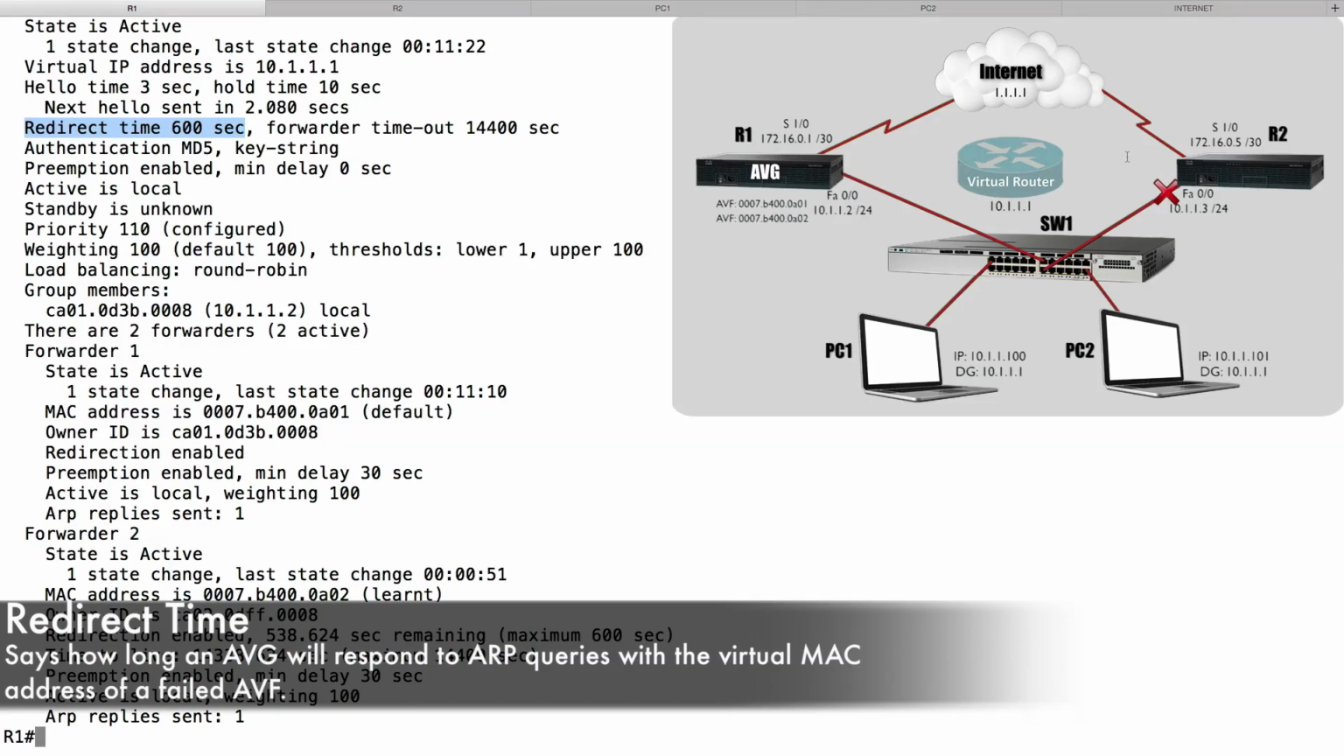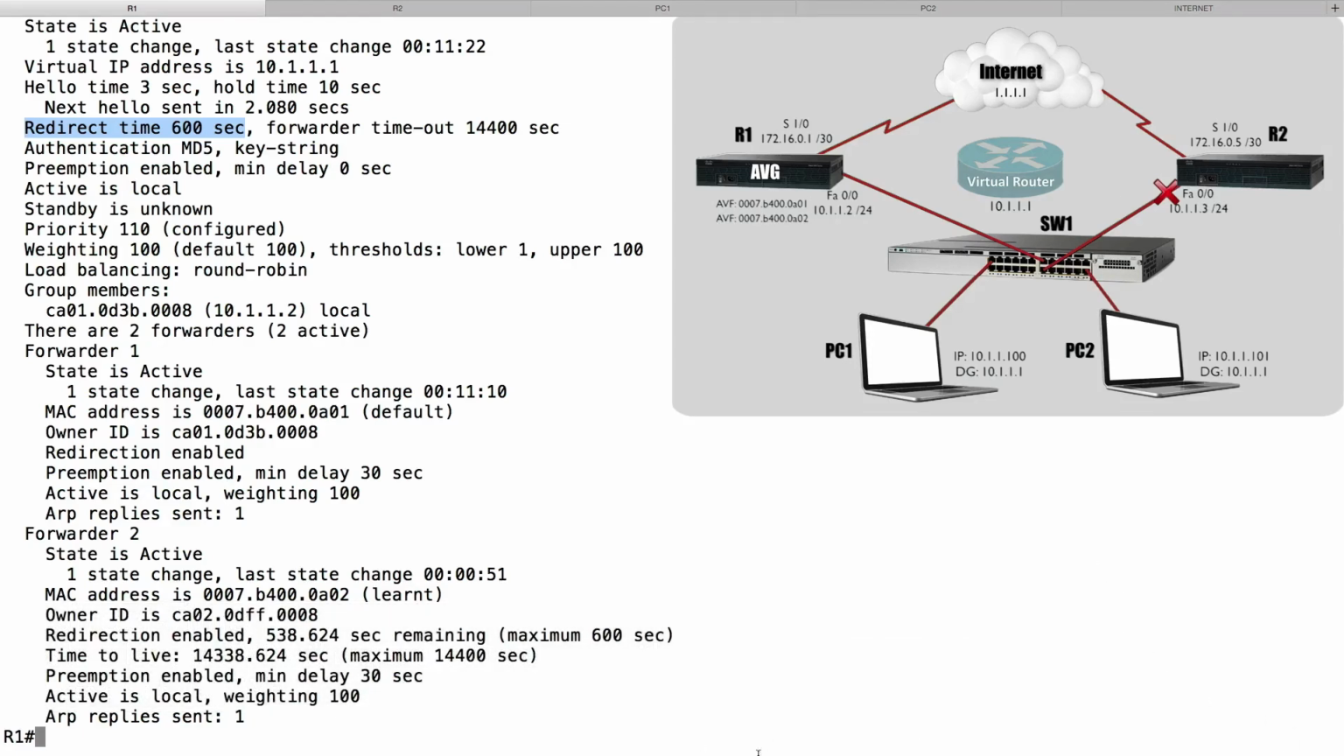The redirect time says how long an active virtual gateway will respond to ARP queries with the virtual MAC address of a failed AVF. In other words, this is the virtual MAC address of a failed active virtual forwarder. This time of 600 seconds says how long this AVG is going to be handing out this MAC address when we have hosts saying, hey, what's the MAC address for 10.1.1.1?